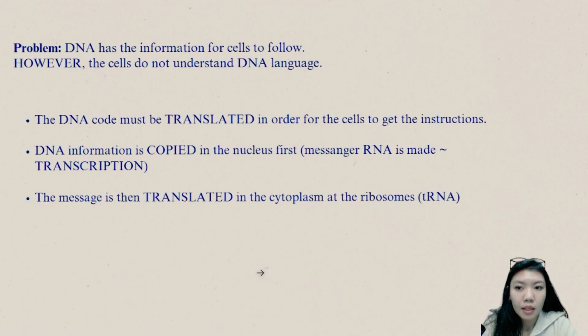Okay, next one. We say that DNA has the information for cells to follow, but however, cells do not understand the DNA language. So that's why it's a problem. In order to solve this problem, the DNA code must be translated in order for cells to get the instructions. That's why DNA is first copied in the nucleus. We know this process as DNA replication. After that, the message is translated in the cytoplasm at the ribosomes. So firstly, the process of transcription. After that, the process of translation.